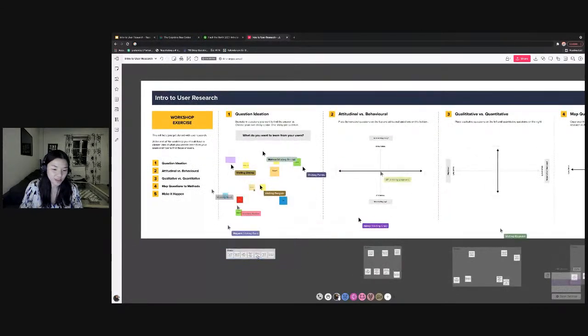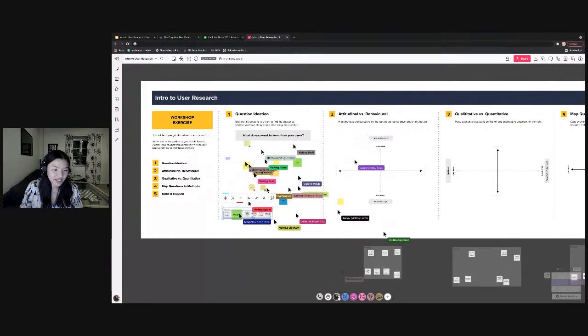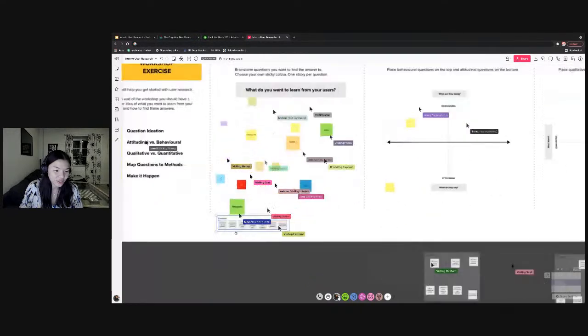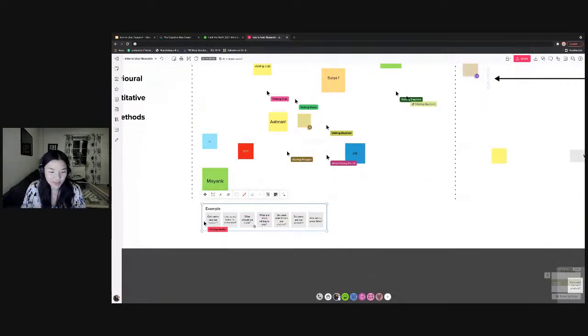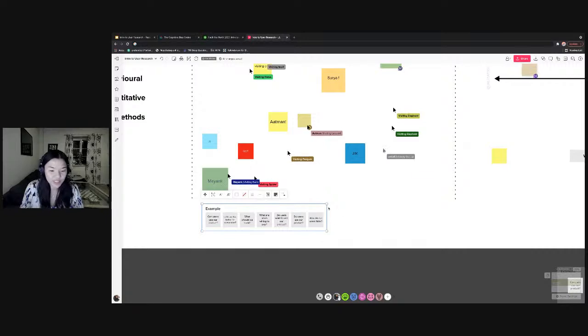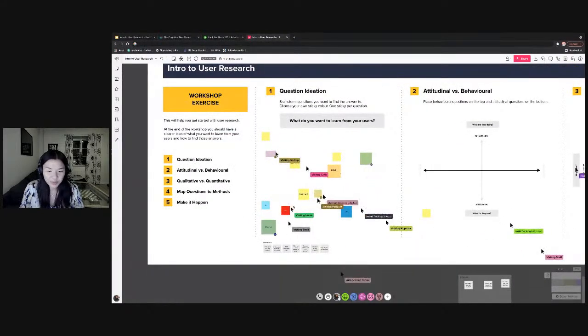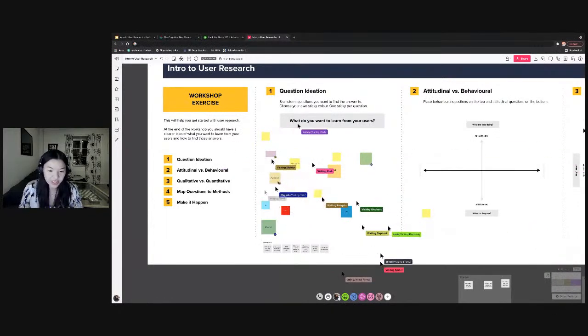So as an example, here are some questions that I had. Can our users use our products? Is this or this better for conversion? What should we build? What are users willing to pay for? And so, yeah, everyone has made some stickies. That's good.